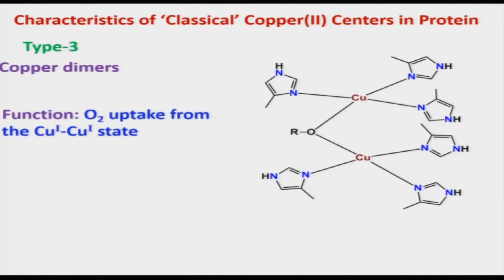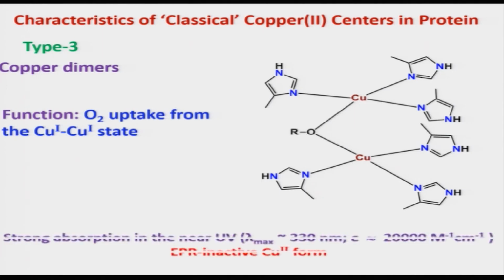Now, there is another type called type 3 copper dimers. This kind of molecule you see when oxygen is taken up from the copper 1 state, and this is a dimeric structure. In the oxidized form there is a strong absorption in the near UV region, nearly 300 nanometer, and because of the strong antiferromagnetic coupling between the 2 copper centers, these copper 2 are EPR inactive.